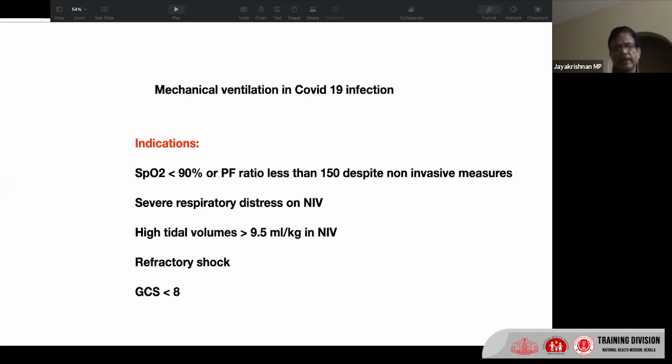Or the child is in refractory shock, or a child who has a Glasgow coma scale less than 8. They're all indications to intubate the child. So if you delay intubation, sometimes we may lose the child. So don't keep waiting for more than 1 or 2 hours on NIV in a sick child.